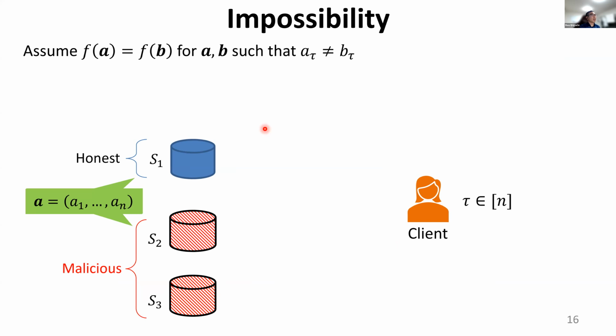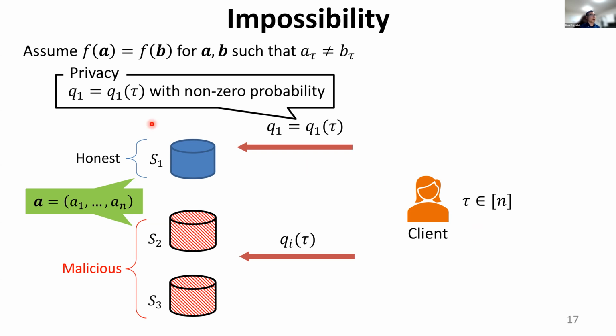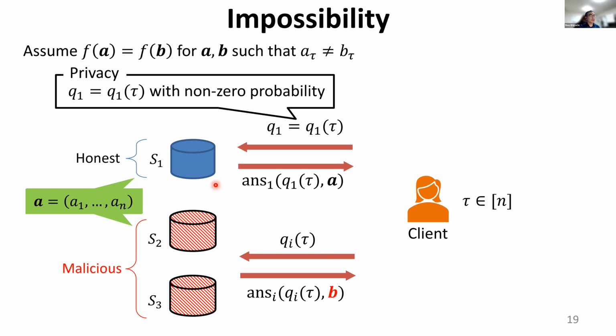To see that f is injective, we assume the contrary. That is, the values of f coincide on two different databases, A and B. Let tau be the mismatch position. Let's consider a situation where the first server is honest and the others are malicious. They have a database A and the client has the index tau. Because of the privacy of PIR, Q1 is actually sent to the first server with non-zero probability. Let's consider an attack in which malicious servers send their messages as if the database was B. On the other hand, the first server behaves honestly.